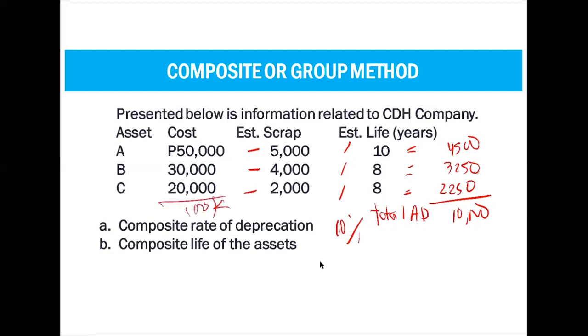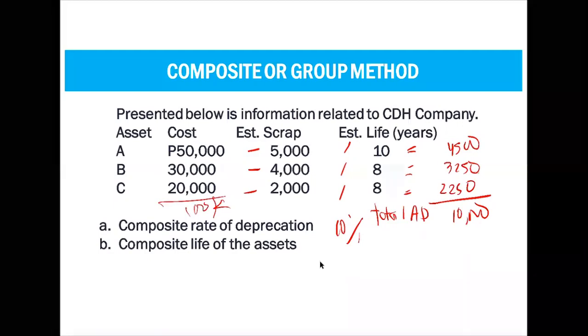Ayan. So what is the composite life? Our composite life is the depreciable cost over your total annual depreciation. So what is our depreciable cost? 100,000 less 11,000. So our depreciable cost is 89,000. 89,000 divided by 10,000 annual depreciation. We have here 8.9 years.